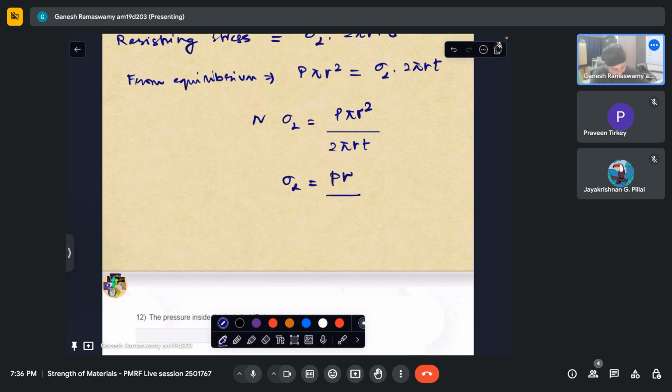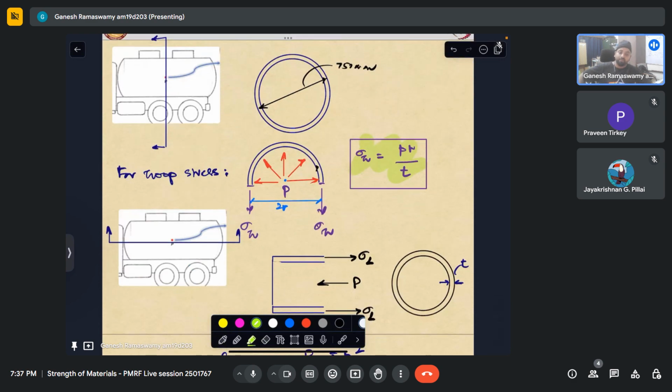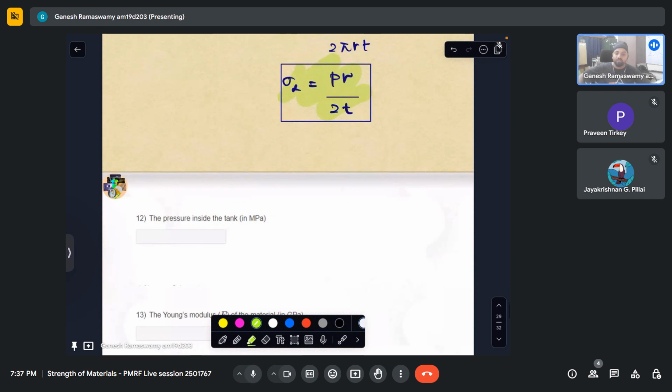Granted, this is also discussed in the lecture. So what this tells us is basically that in a closed pressure vessel, I have two types of stresses. One is the longitudinal stress and one is the hoop stress. And hoop stress happens to be twice the longitudinal stress. So this much we know for now. Very well, so let us operate with this and move forward.